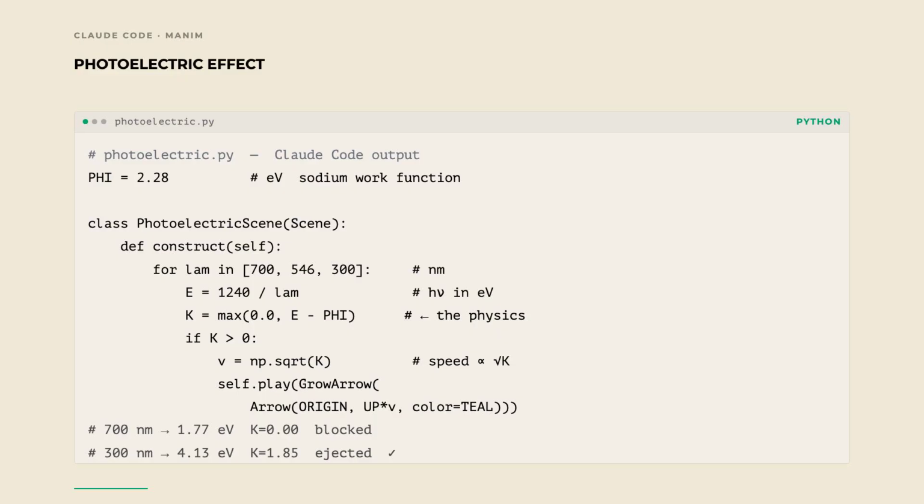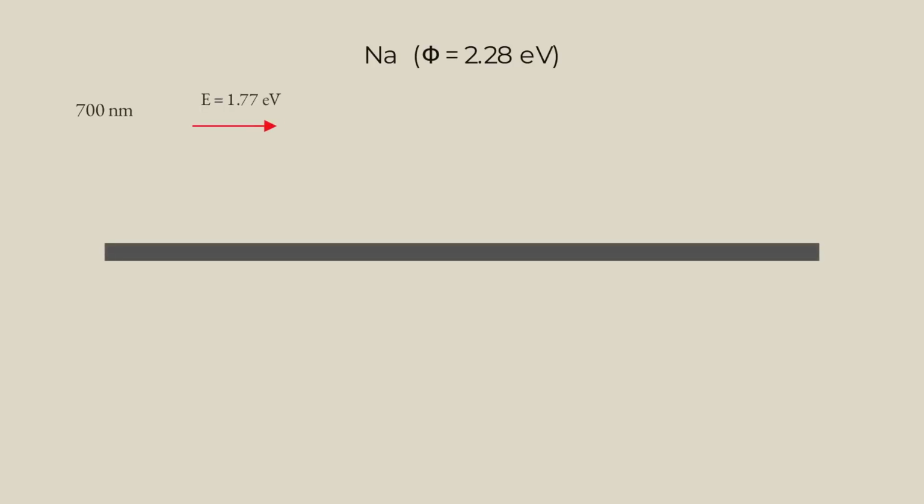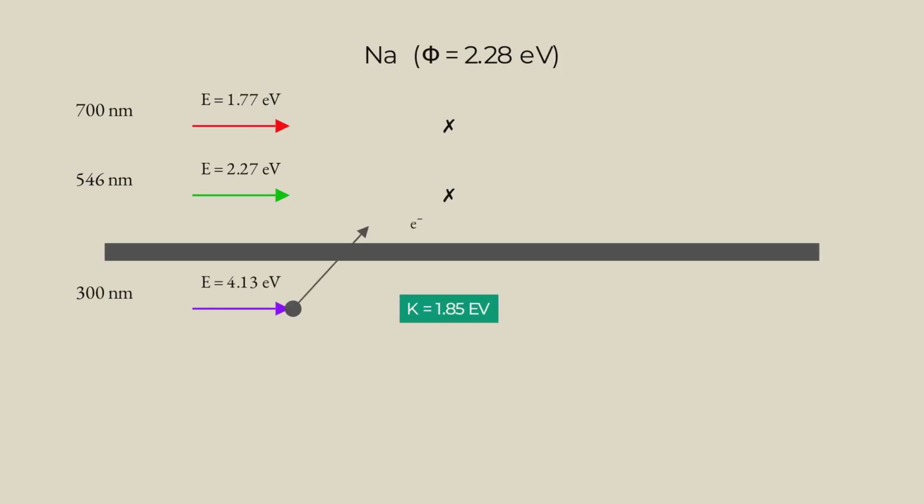30 seconds. Not optional. Run the sim. 2 things to verify. Red and green are blocked at any intensity. The below threshold chip confirms it. UV ejects and the velocity arrow scales as root of kinetic energy, shorter near threshold, longer above it. Both correct. Note it. You are about to iterate.